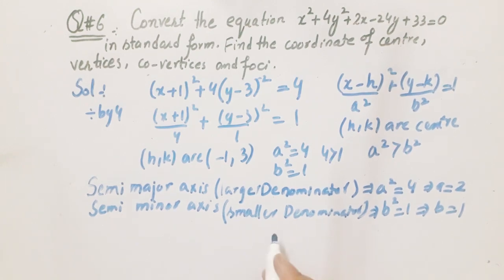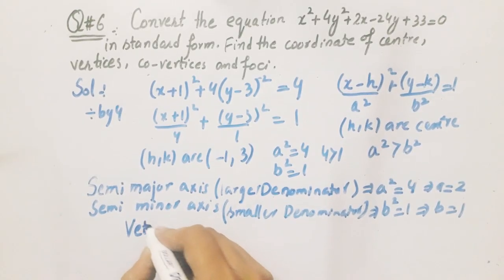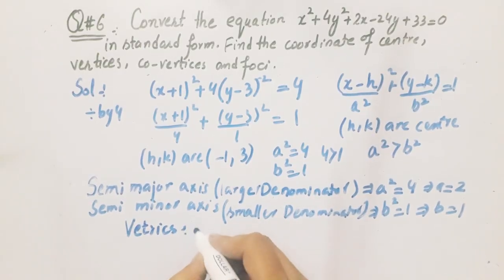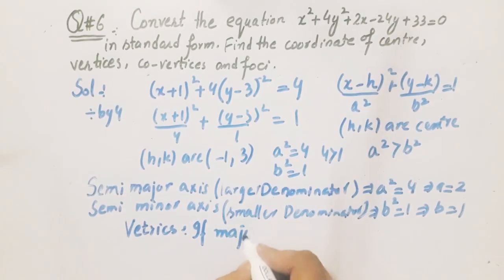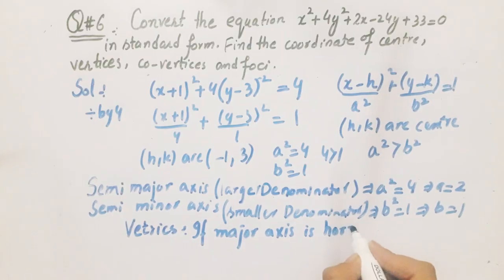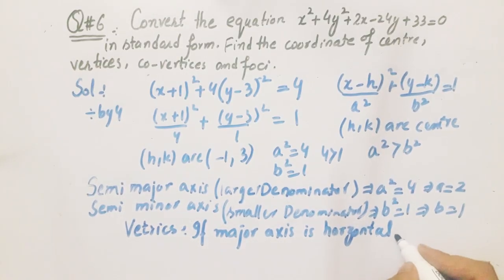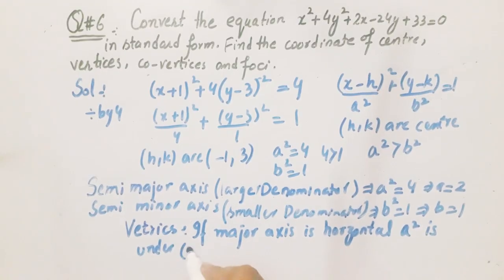So now we will find the vertices. You should remember that if the major axis is horizontal, meaning the x-axis, a square is under (x minus h) whole square. So we will write the vertices are (h plus minus a, k). This is the condition if the major axis is horizontal. Now I will also tell you, if the major axis is vertical, what will be the condition?